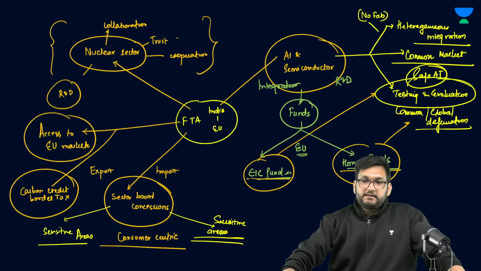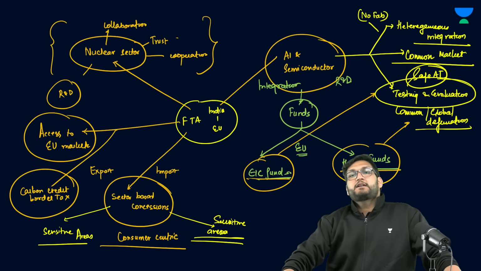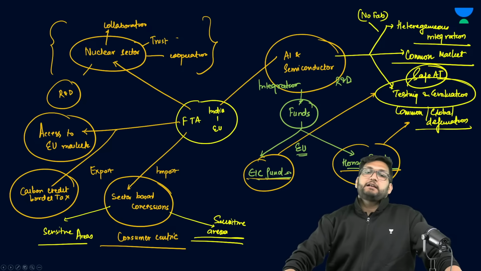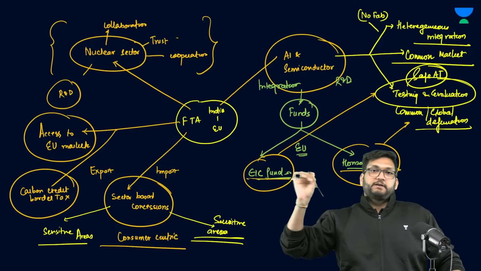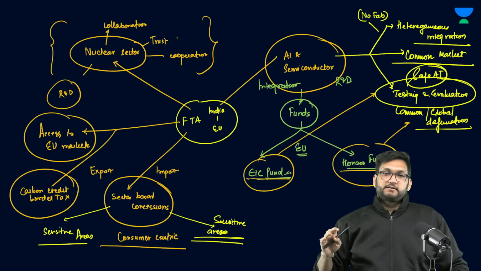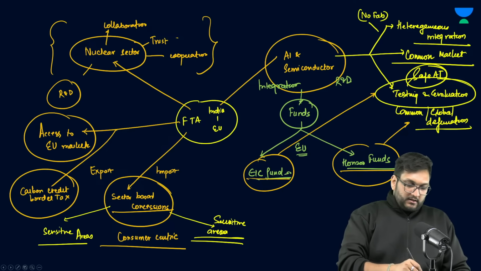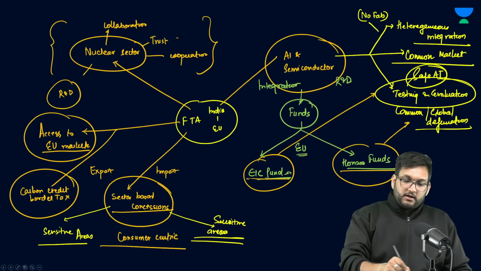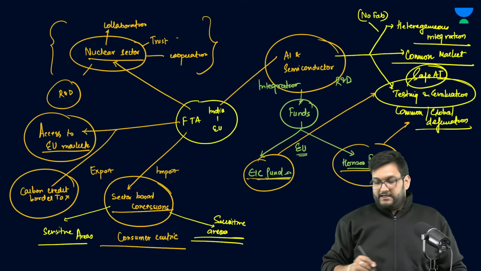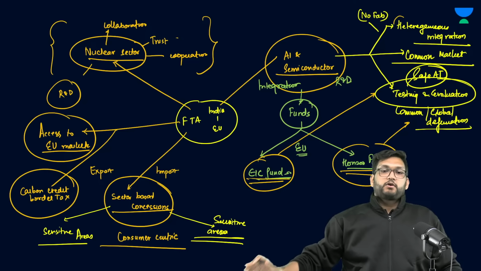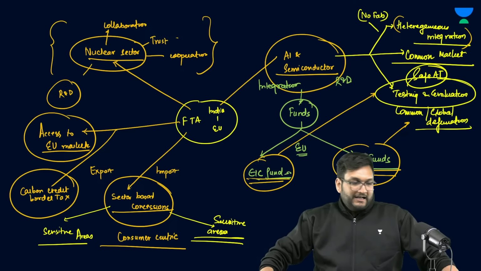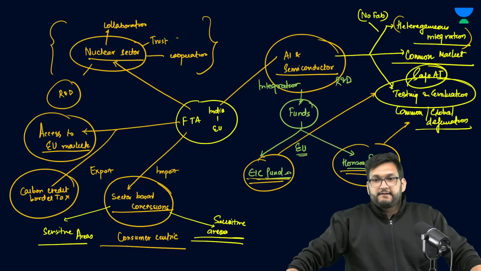So I hope that this discussion gives you a bird's eye view of what are the aspects which are being talked about in the news and generally with regards to this FTA. This mind map is one stop solution for all of these articles per se. Anybody has any issue in understanding this? With regards to sectorial, access to EU markets, nuclear sector, semiconductor, the funds which are available, and these terms are now very important for the examination. Are we all on the same page?